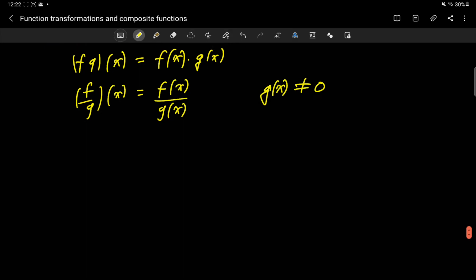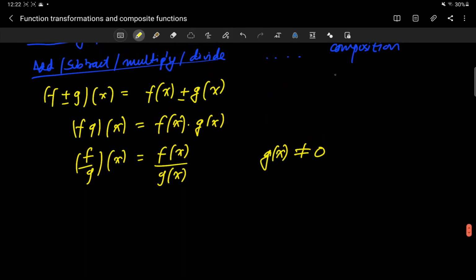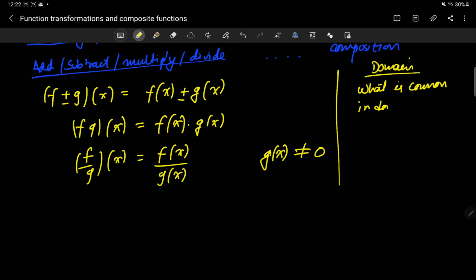Okay, now what is important here is that the domain is going to be what is common in the domains of f and g, which means that we use the operation which is called intersection.